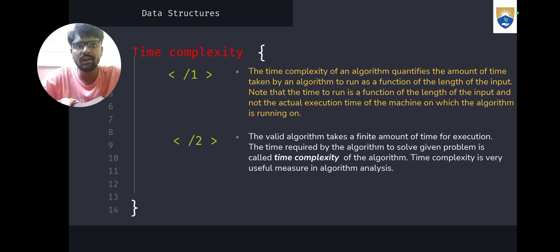A valid algorithm takes a finite amount of time for execution. The time required by an algorithm to solve a given problem is called the time complexity of the algorithm. Time complexity is very useful for measuring algorithm analysis. I hope you understand it. If you didn't understand, just pause the video and read that definition. Or if you are not satisfied with this PPT, you can google search it in W3Schools and you will get it.